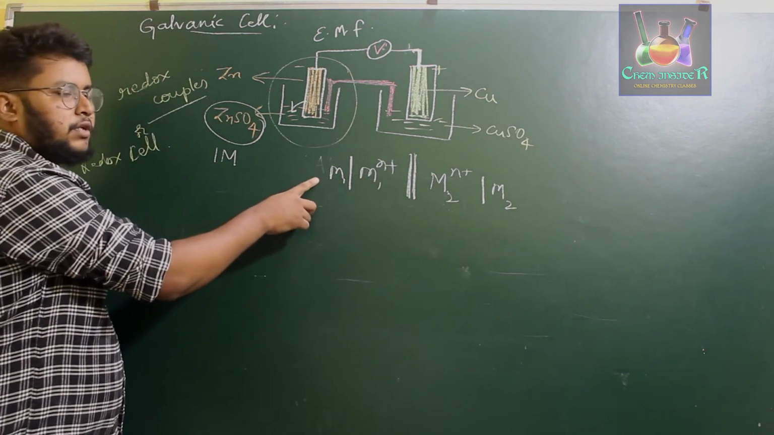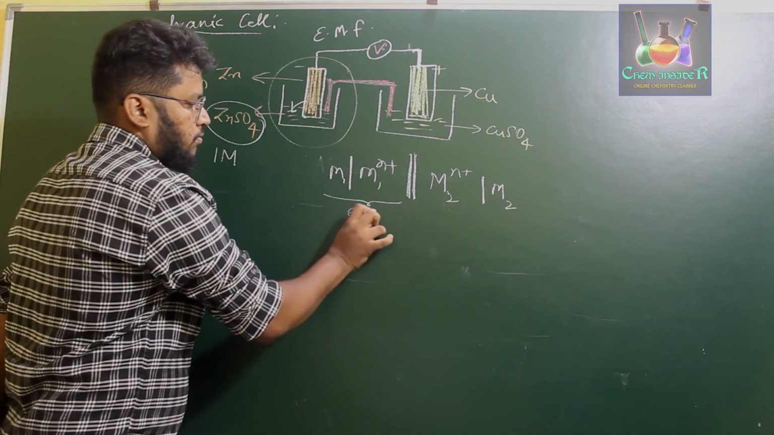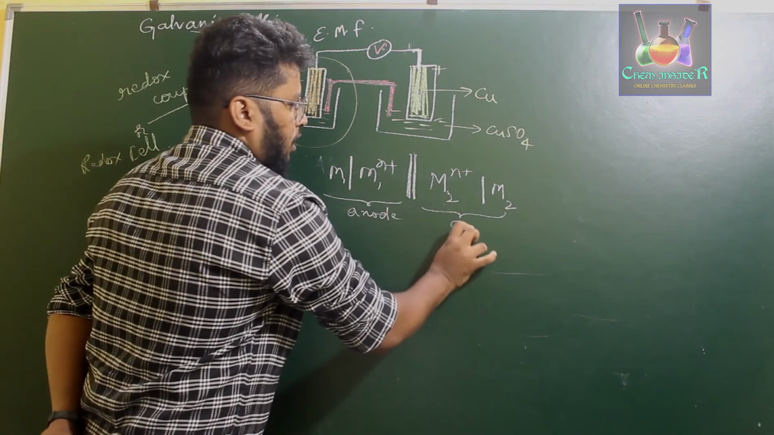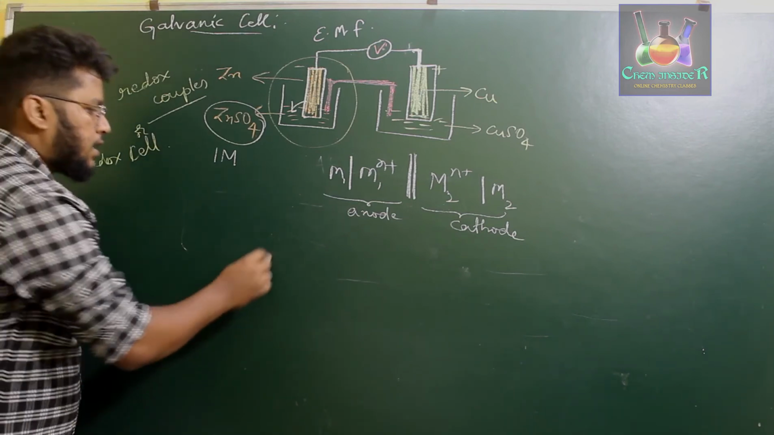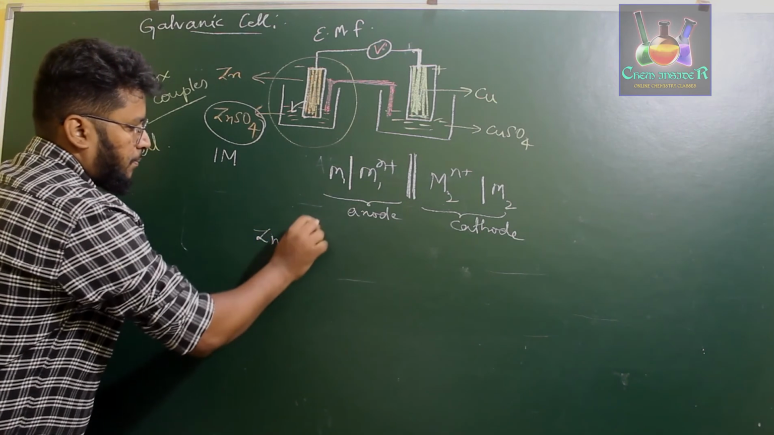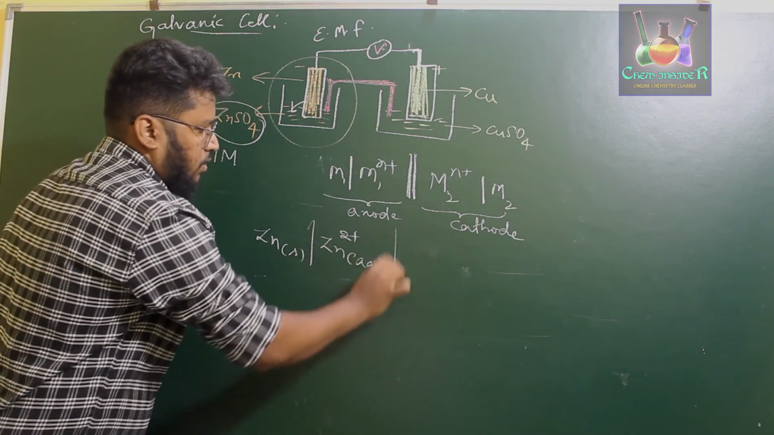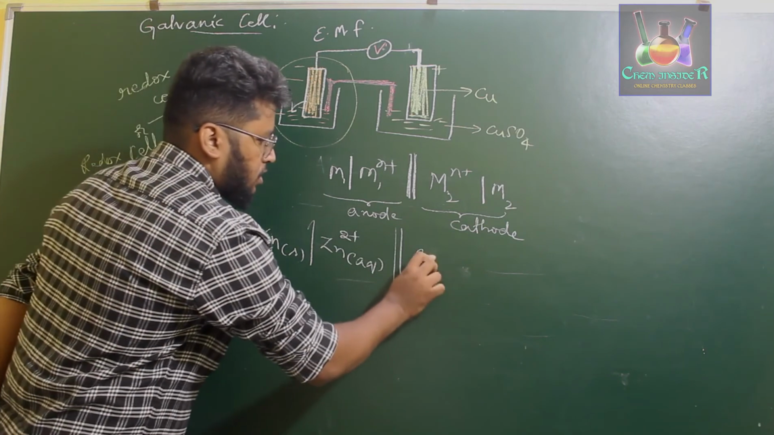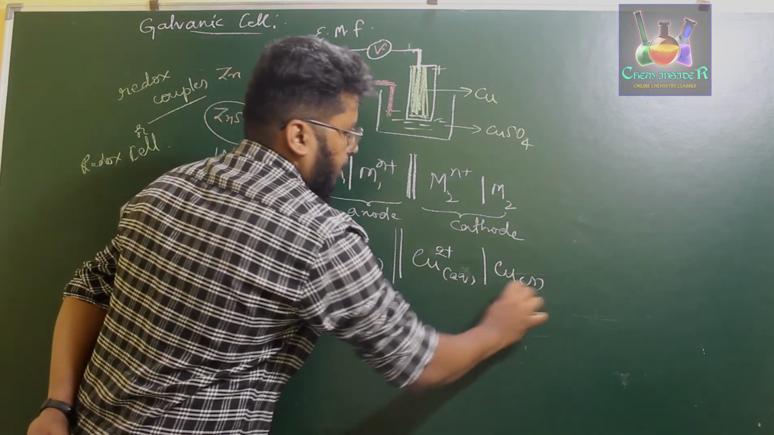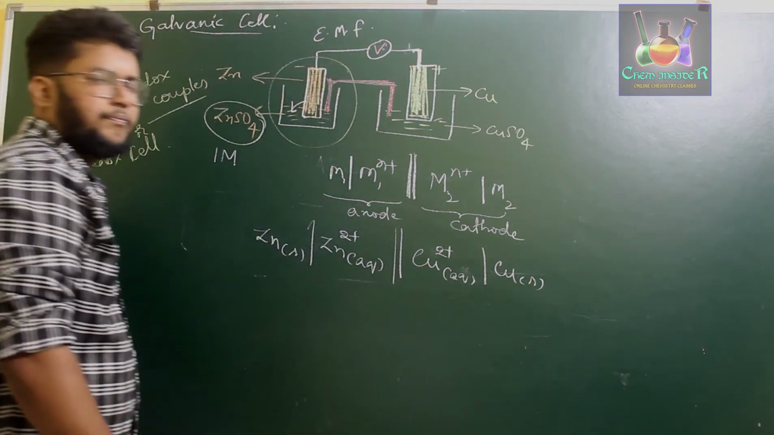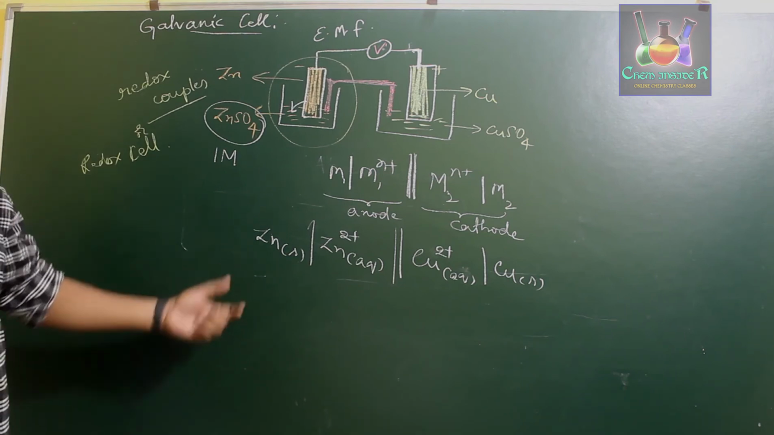Now if you have to write down the electrode representation for this Daniell cell, this should be the anode and this should be the cathode. So the Daniell cell can be represented as Zn solid, Zn2+ aqueous, salt bridge, Cu2+ aqueous, and Cu solid. This is how you represent the Daniell cell. That is called the cell representation.